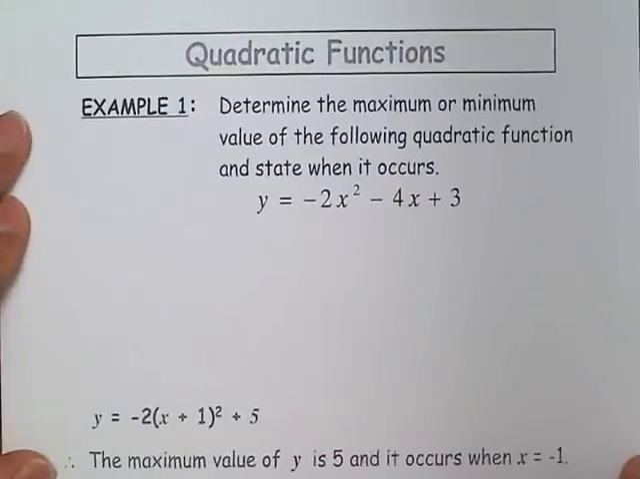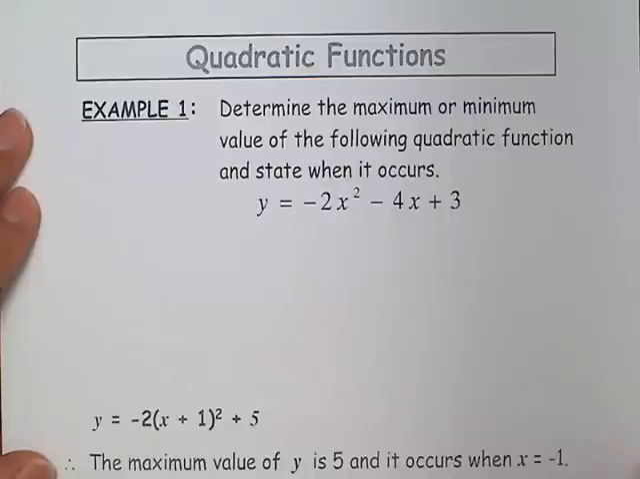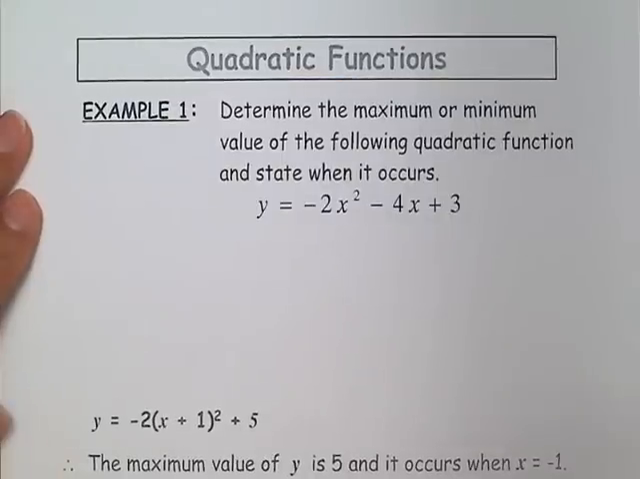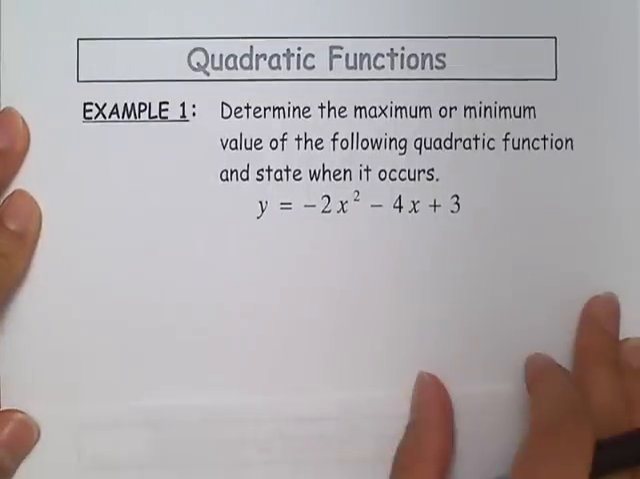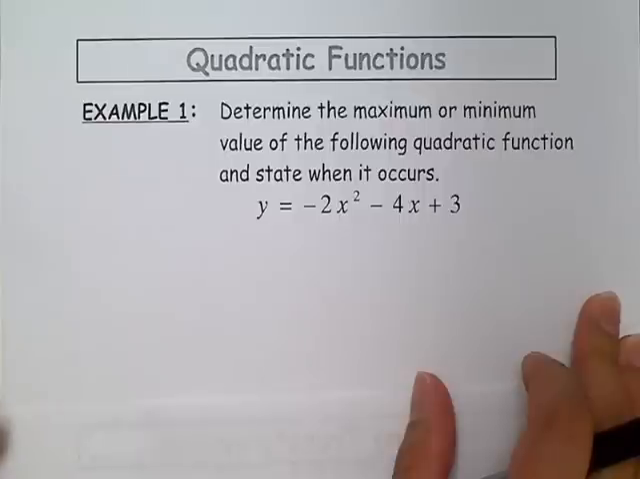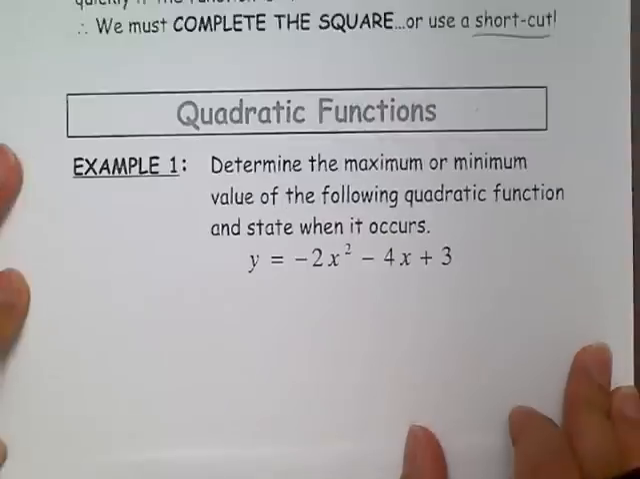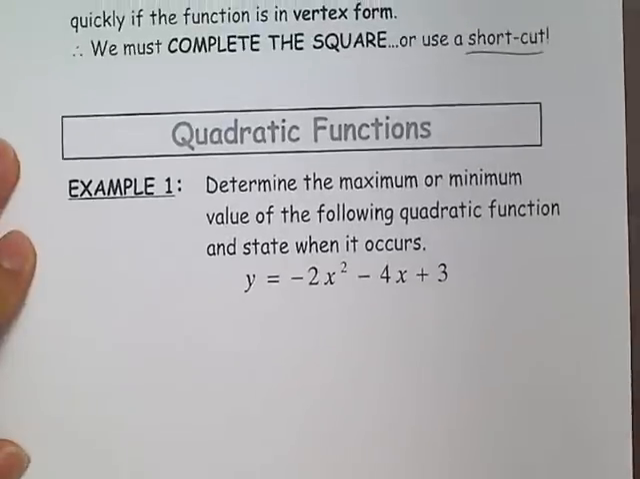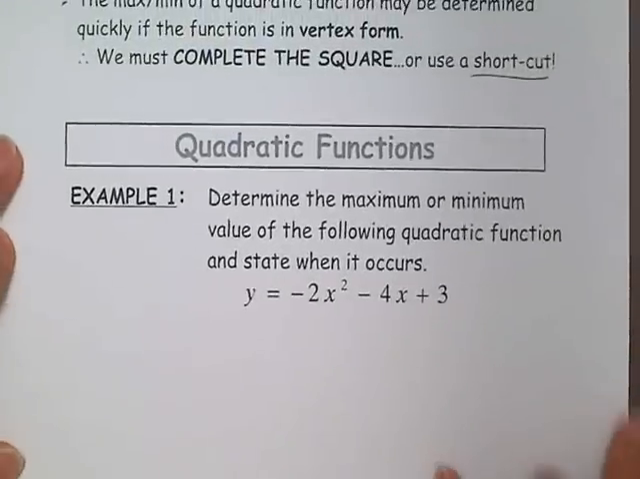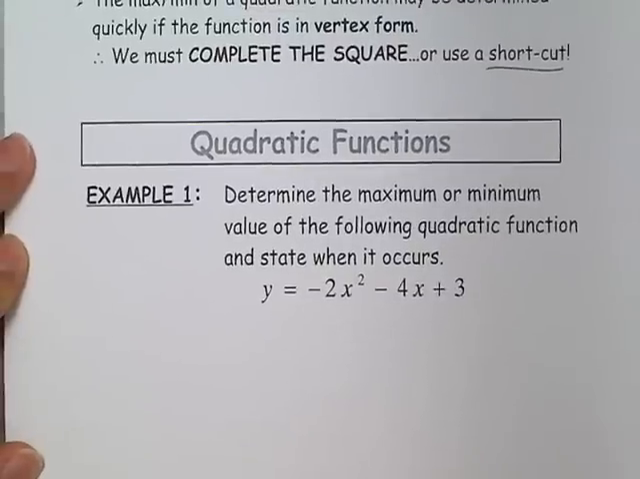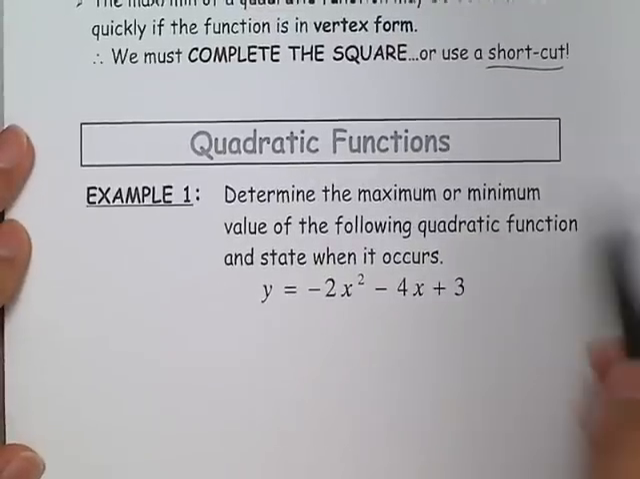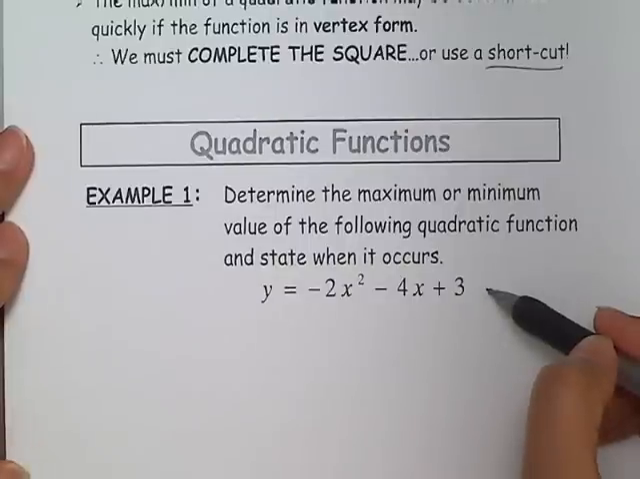So in example 1, it says determine the maximum or minimum value of the following quadratic function. I know the answer is at the bottom. We're going to hide it for now. And then it says and state when it occurs. So we want to know what the maximum or minimum value is and when it actually happens. If we think about how to get the maximum or minimum, it is easily identified if the equation is in vertex form. So my goal is to rewrite this standard form equation into vertex form.